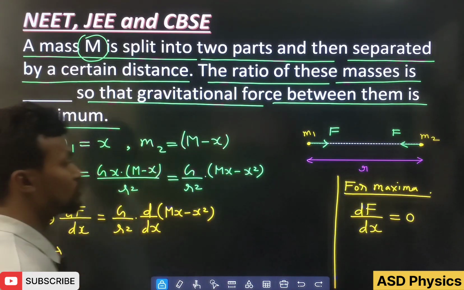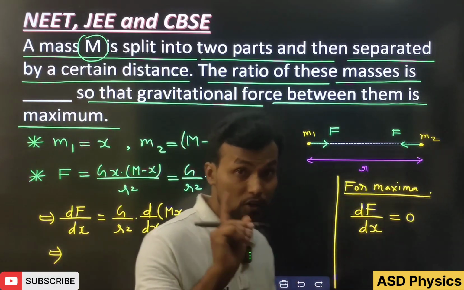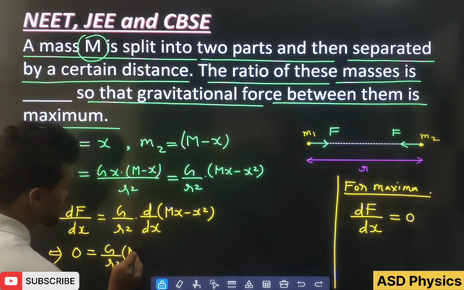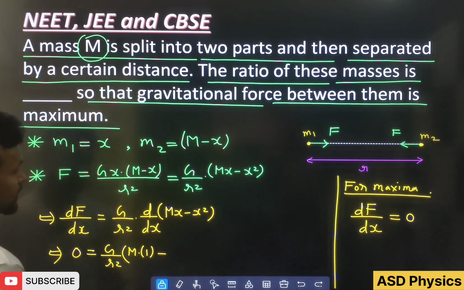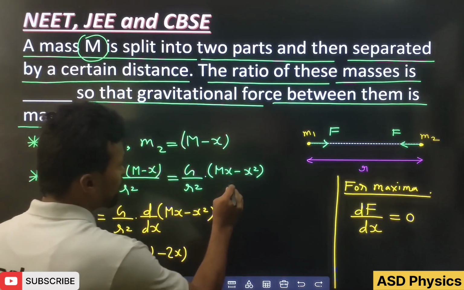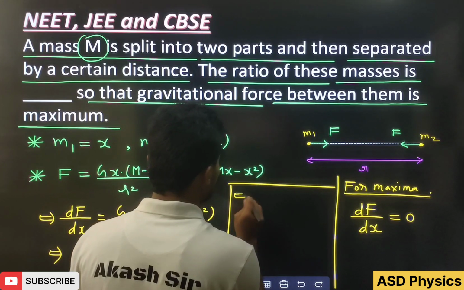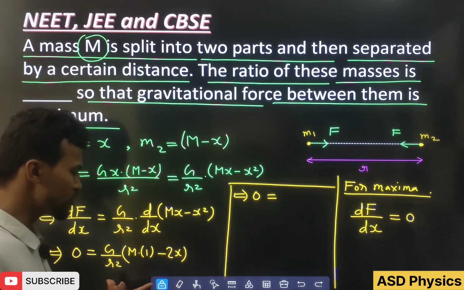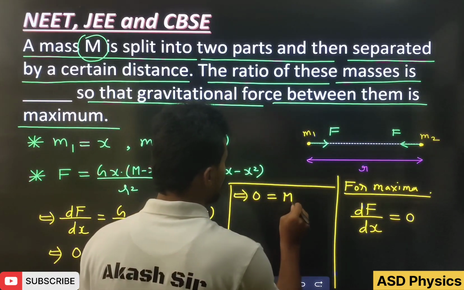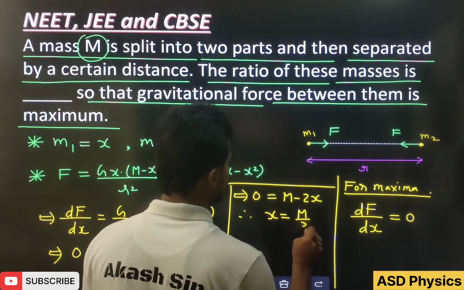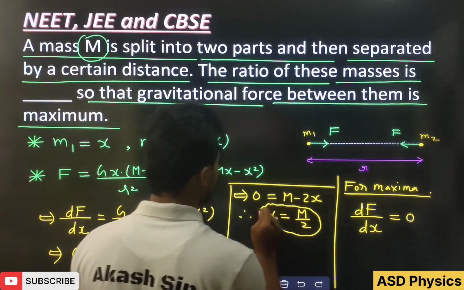For maximum force, dF by dx should be 0. So 0 equals G by R square times d by dx of Mx, that means M into 1, minus d by dx of x square, which will be 2x. G by R square cannot be 0, so M minus 2x will be 0. From here, what is the value of x? This x comes out as M by 2.